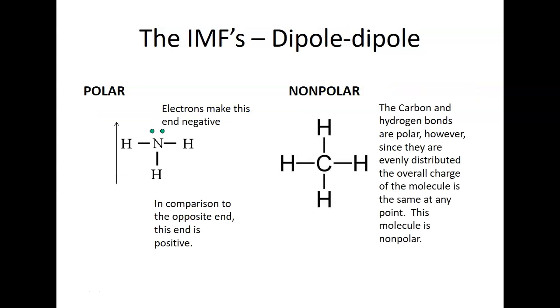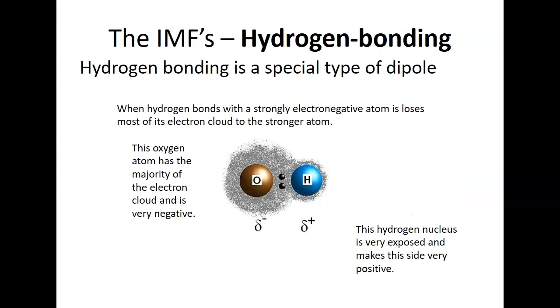Again here, an explanation of what polarity is. Molecules that are polar do not have the symmetry to cancel out the individual bonds, whereas molecules that are non-polar do have that symmetry that cancels out the polarity between the bonds.